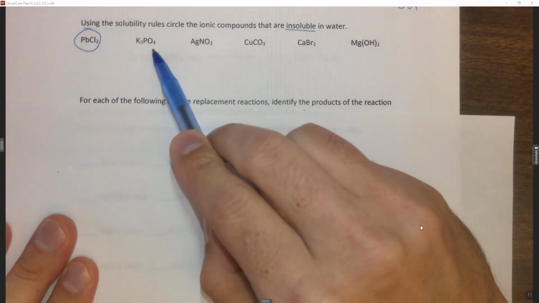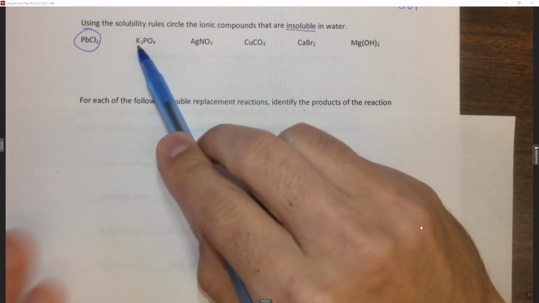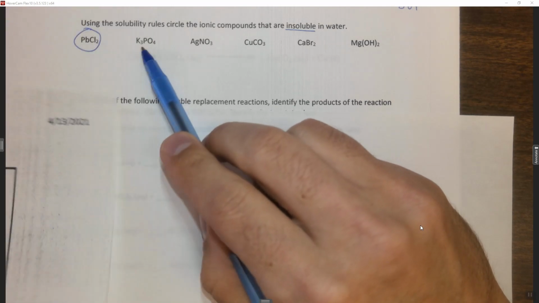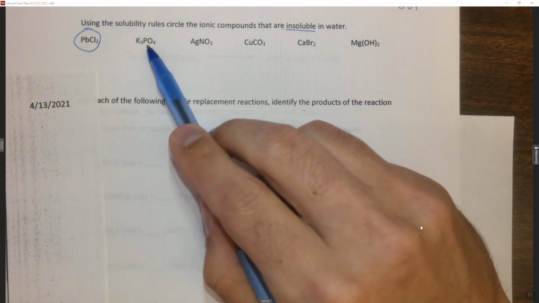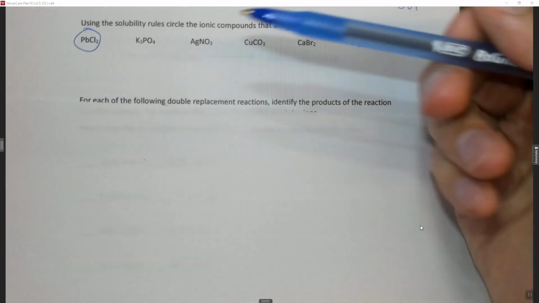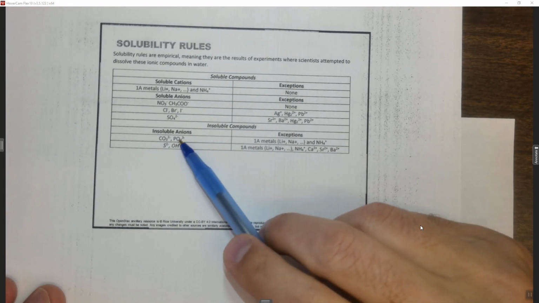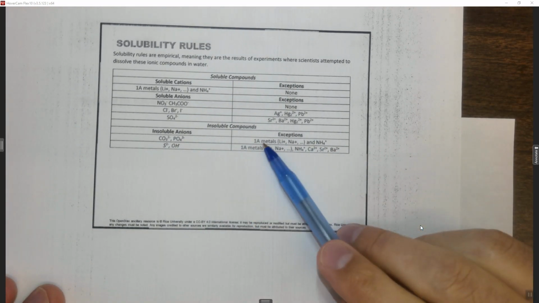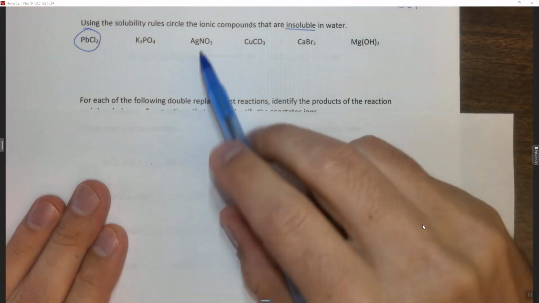Potassium phosphate. So here, what you see is you have a 1A metal. So when you have a 1A metal, the most common ones are lithium, sodium, and potassium, then you know it's going to be soluble, because your 1A metal compounds are always soluble. Let's say you went for the phosphate. If you went for the phosphate, what you'd find is the phosphate is an anion and it's insoluble. But the exceptions are the 1A metals and ammonium, which are always soluble. So this one is soluble.